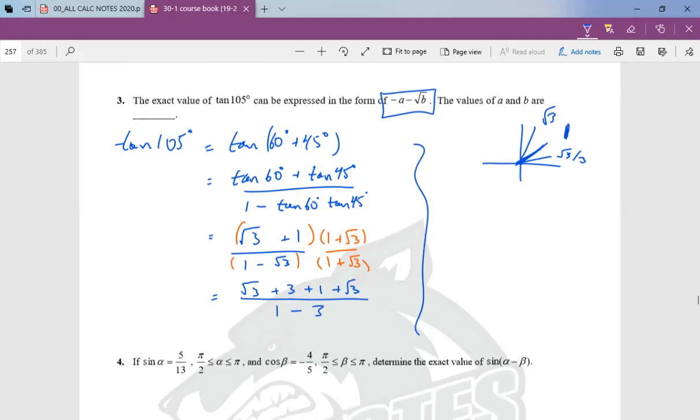Altogether, what do we have? Upstairs we have 4 plus 2 root 3. In the denominator we have negative 2. So we divide each of those terms in the numerator by -2. Being -2 minus √3.